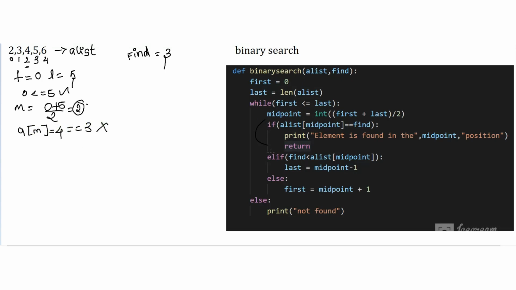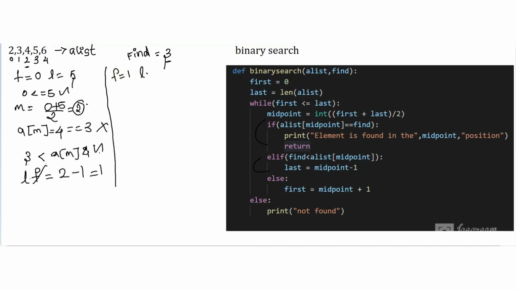No. No means we need to go to the elif block. Check whether 3 is less than 4. No, sorry, yes. 3 is less than 4. Now last is equal to midpoint 2 minus 1, that is 1. First is equal to 0 and last is equal to 1. That is, we are going to search our value from 0 to 1. Hereafter, we do not check whether our value is in the 2nd, 3rd, or 4th position.